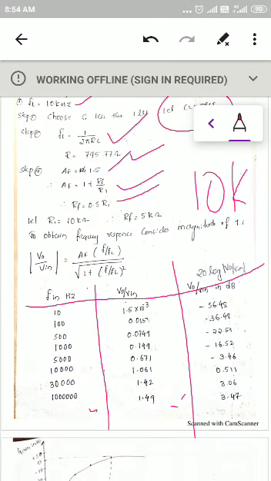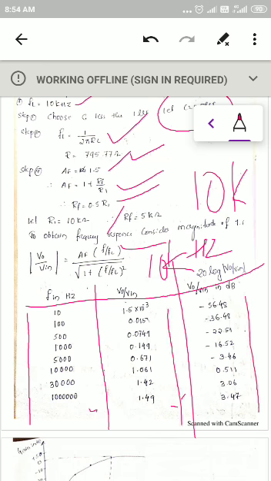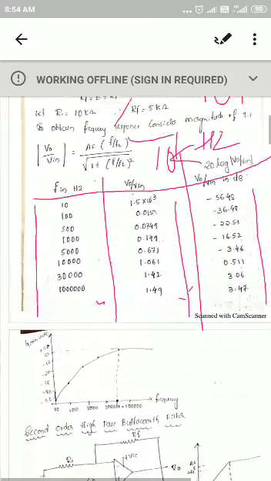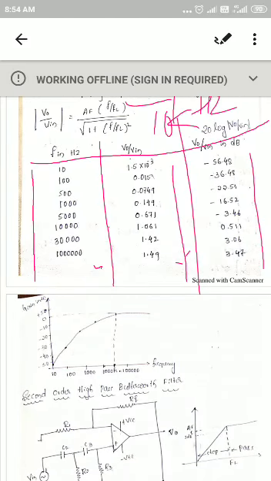FL is 10 kilohertz, which is given in the problem, and F is the operating frequency. So for F of 10, 100, 500, 1000, 5000, 10,000, 30,000, 1 lakh, for different values of F, FL will remain the same, 10 kilohertz. For different values you just have to find V0 by Vin, then find the gain. After finding this gain you have to plot the frequency versus gain.